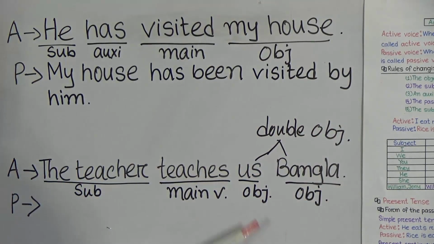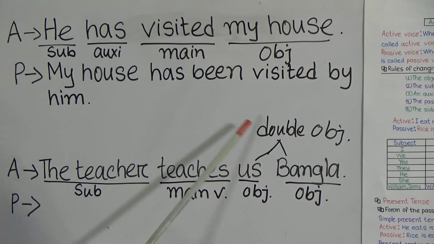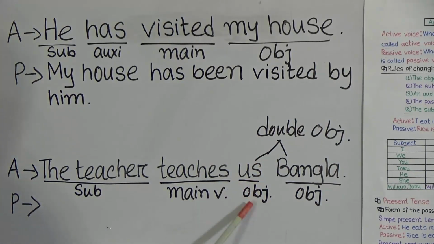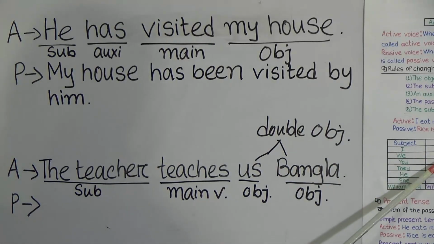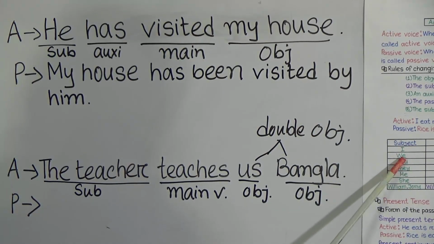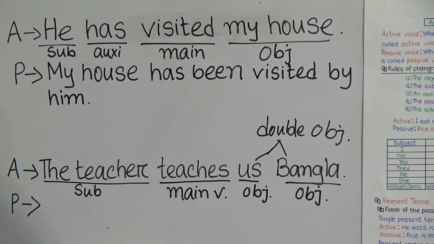If you find double object in any active sentence, then you can choose anyone as subject. So if we do it with us as subject, in active voice, us is object. So us will be, can you understand? Us will be we. Look, us, in this chart, us is object. So if we turn it, it will be we. So us will be we here.